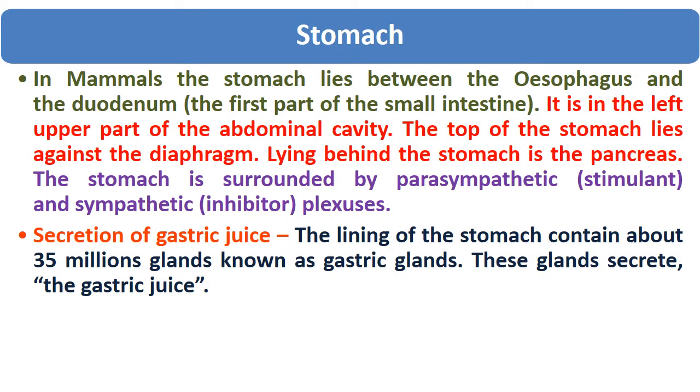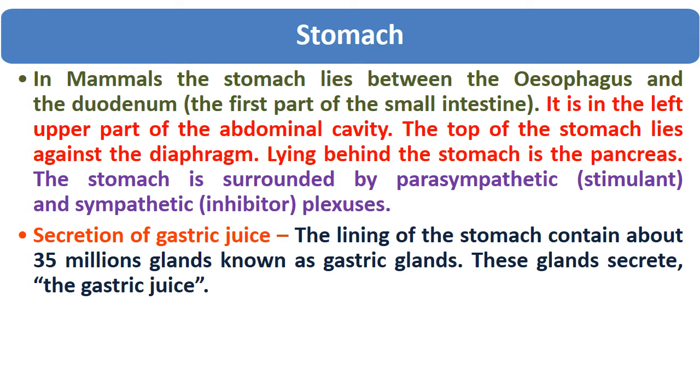Hello everyone, today's topic is stomach. As we know, in mammals the stomach lies between the esophagus and the duodenum. Duodenum is the first part of the small intestine. Stomach is in the left upper part of the abdominal cavity. The top of the stomach lies against the diaphragm. Laying behind the stomach is the pancreas.